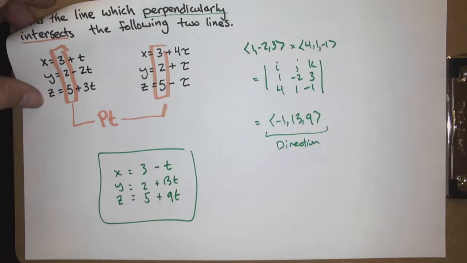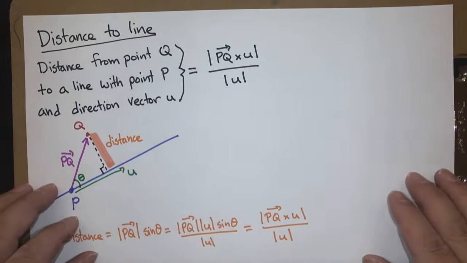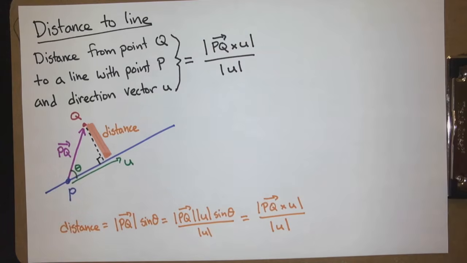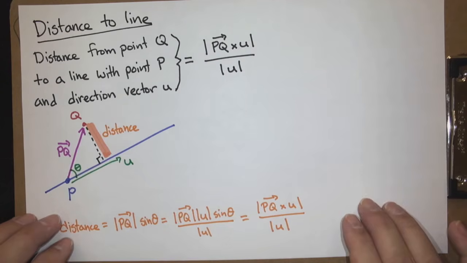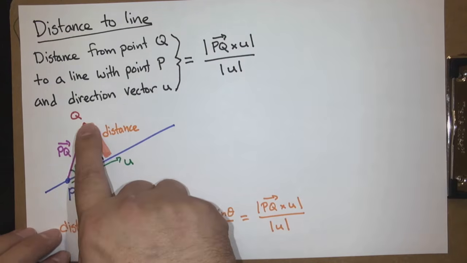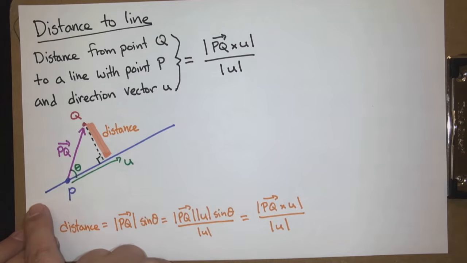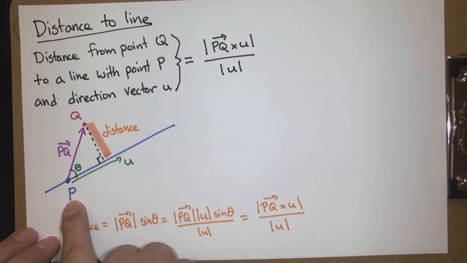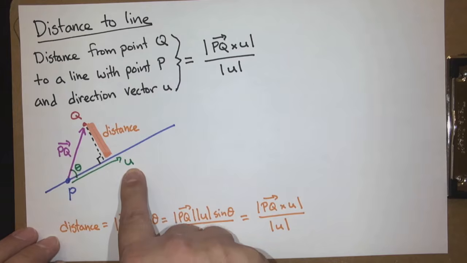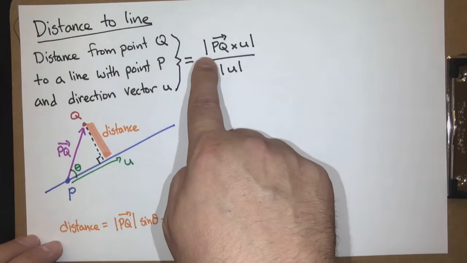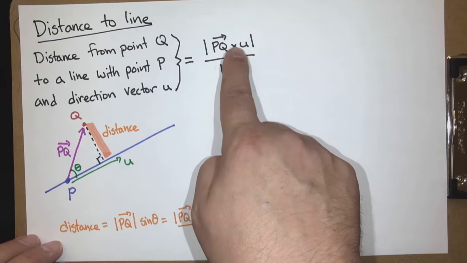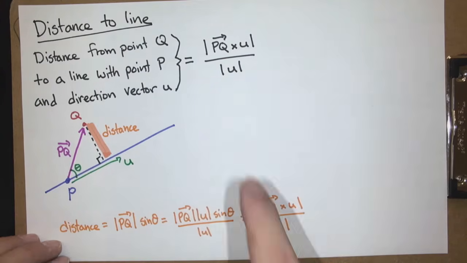Now, before we leave lines, let's talk about the distance to line formula. Because it's on the formula sheet, I don't want to stress too much about having to remember this, but I want to explain why it works. So here's the idea. You have a distance from a point Q, and there's a line which has point P, and there's a direction vector U on that line. The claim is it's the magnitude of the cross product, PQ cross U, divided by the magnitude of U.